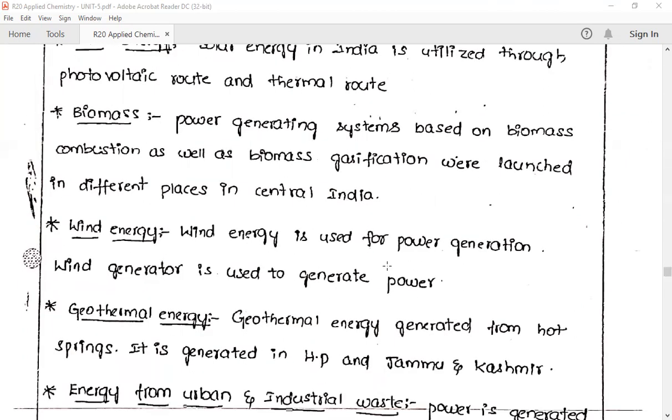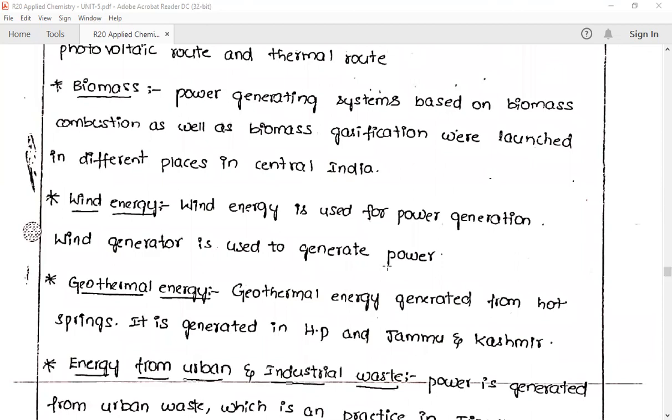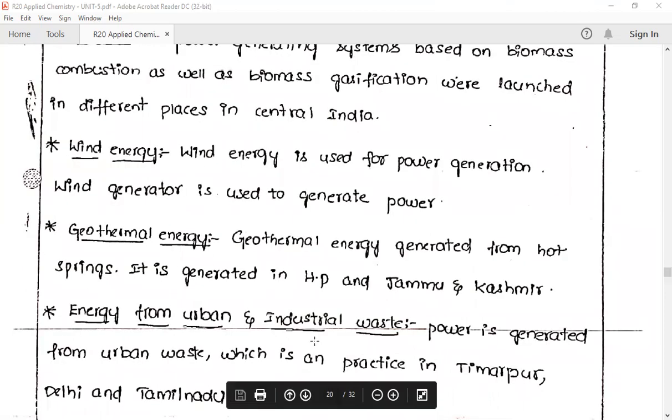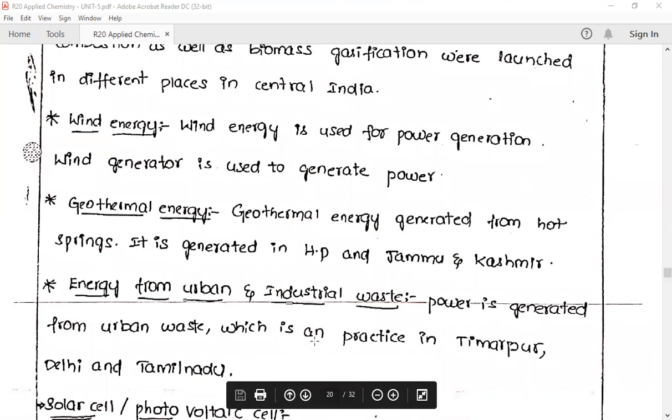The fourth one is geothermal energy. Geothermal energy is generated from hot springs, in Himachal Pradesh and Jammu and Kashmir. And energy from urban and industrial waste: power is generated from urban waste, which is in practice in Timarpur, Delhi, and Tamil Nadu.